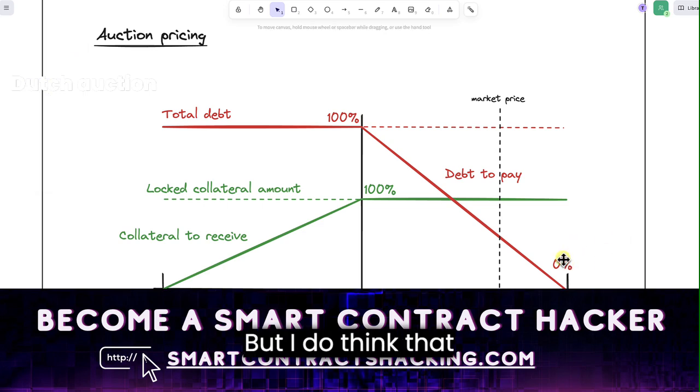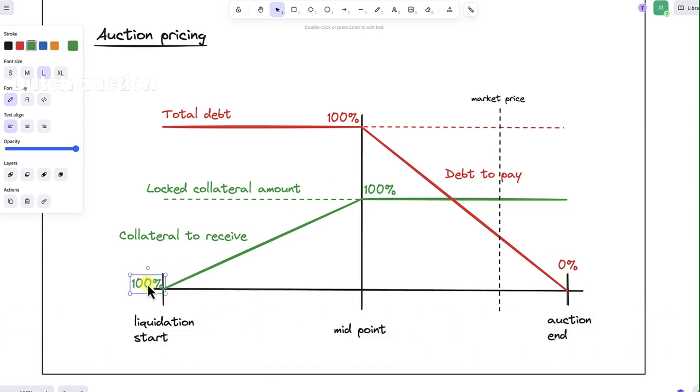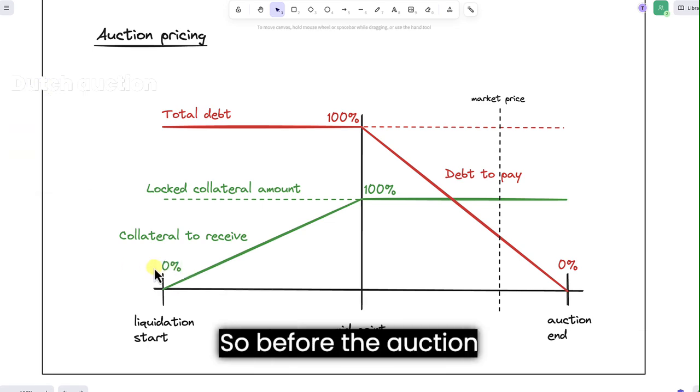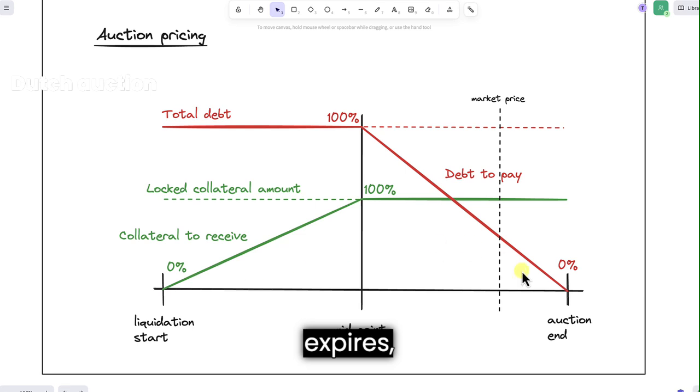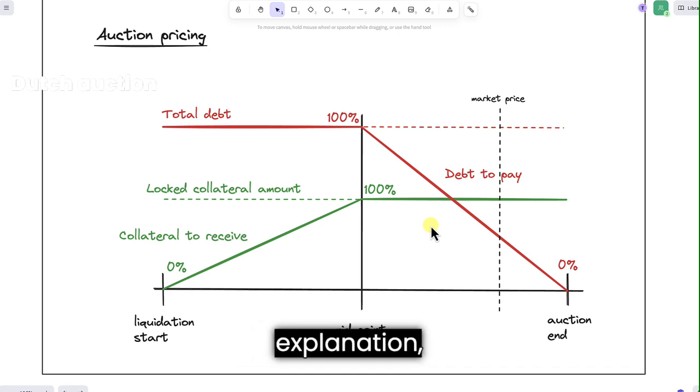But I do think that there was a condition that you cannot actually get the loan free. So before the auction expires, he'll be able to get 100% of the collateral for almost free. Yeah. So this is how the price of collateral is determined. It's very interesting and a very good explanation, Taz.